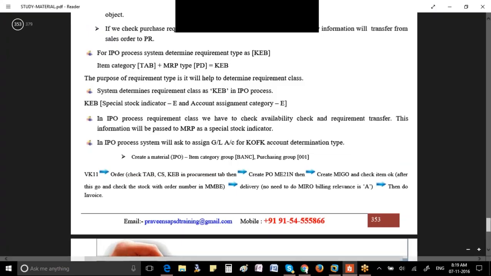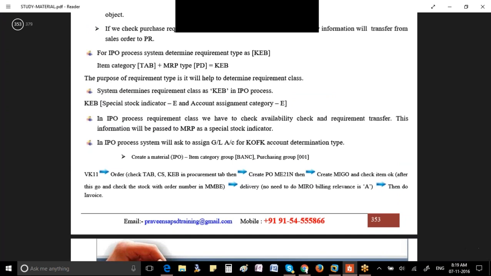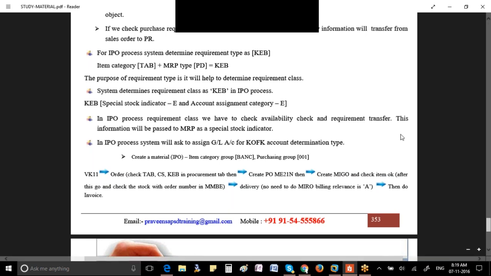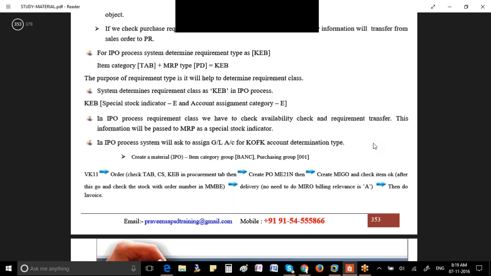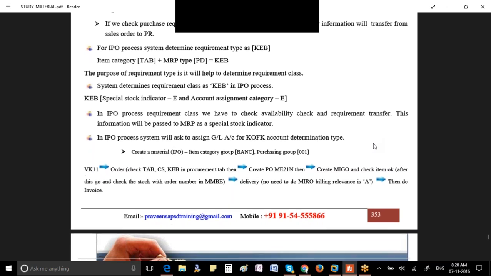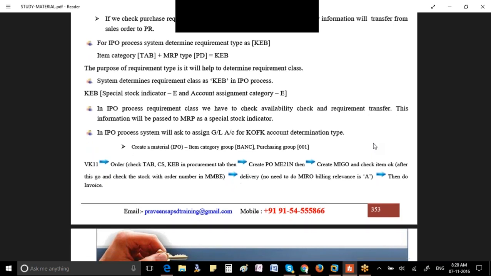To better understand this, you can go to the config documents I shared, the Maruti Udyog Limited config documents I have sent, the Word documents. In that you have all the sales processes, third party, IPO, make to order, all the processes. Just browse through the screenshots so that you can be familiar with how the items are entered. So this is the IPO process and the controls in the IPO process.